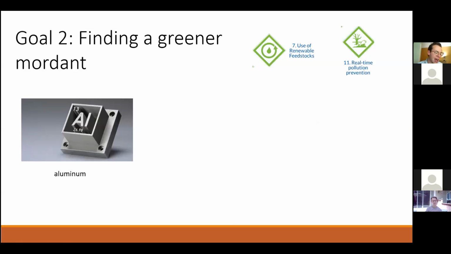Okay, so this is the end of my bit of experimentation that I did on the dyeing. I didn't think that I would have to do this when I first started this project, but since there was a mordant that was introduced to me during the beginning, I was like, okay, well, let's see if we can find a greener mordant. The original mordant that was used was aluminum potassium sulfate. And unfortunately, aluminum is a neurotoxin. So that's not great to work with. So let's not use that.